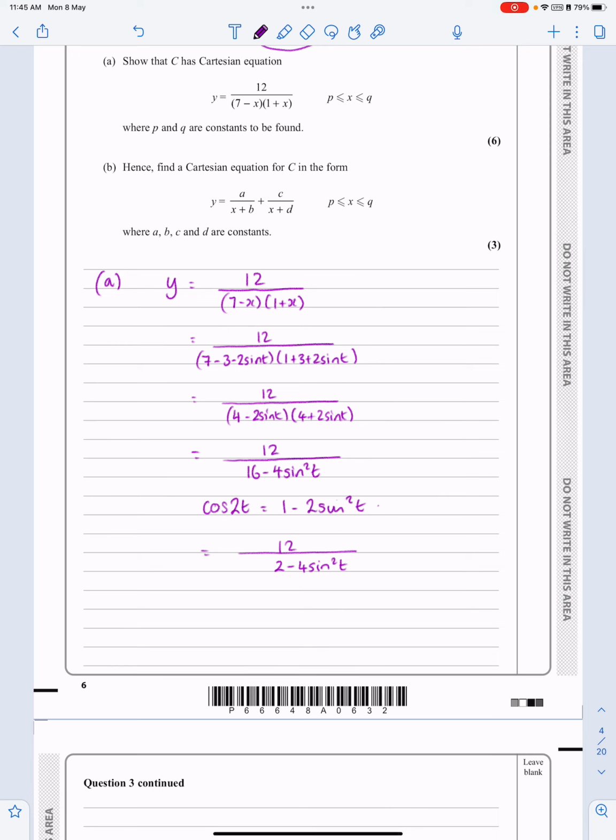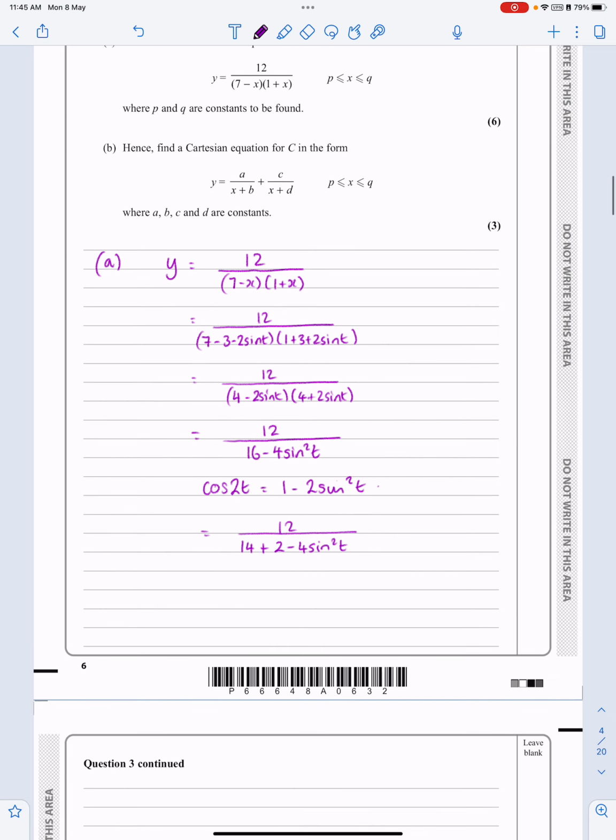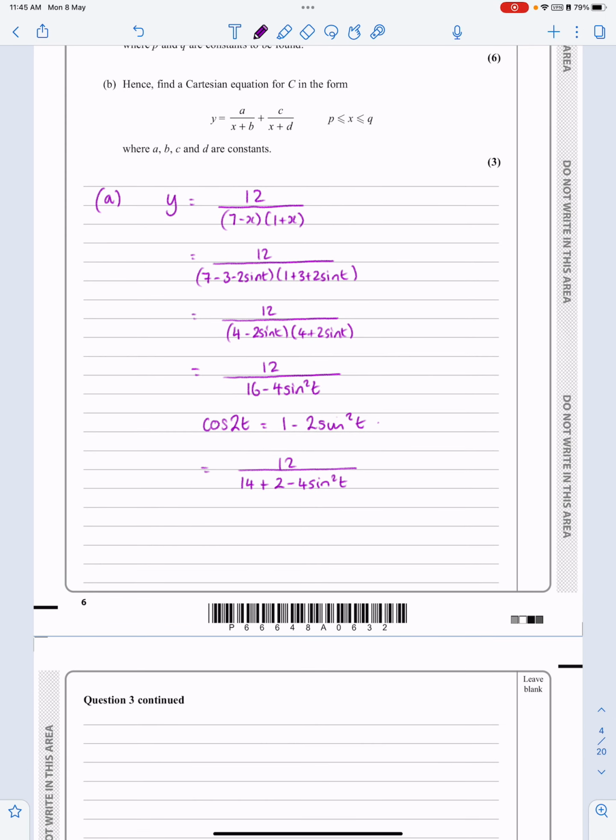So if I've got 16, I'm going to split that up into 14 plus 2 minus 4 sine squared t. So that looks a bit unusual there, but you know what's coming next because of what I've just done. It is now going to be 12 over 14 plus, and then I'm going to take 2 out as a factor to leave me 1 minus 2 sine squared t.